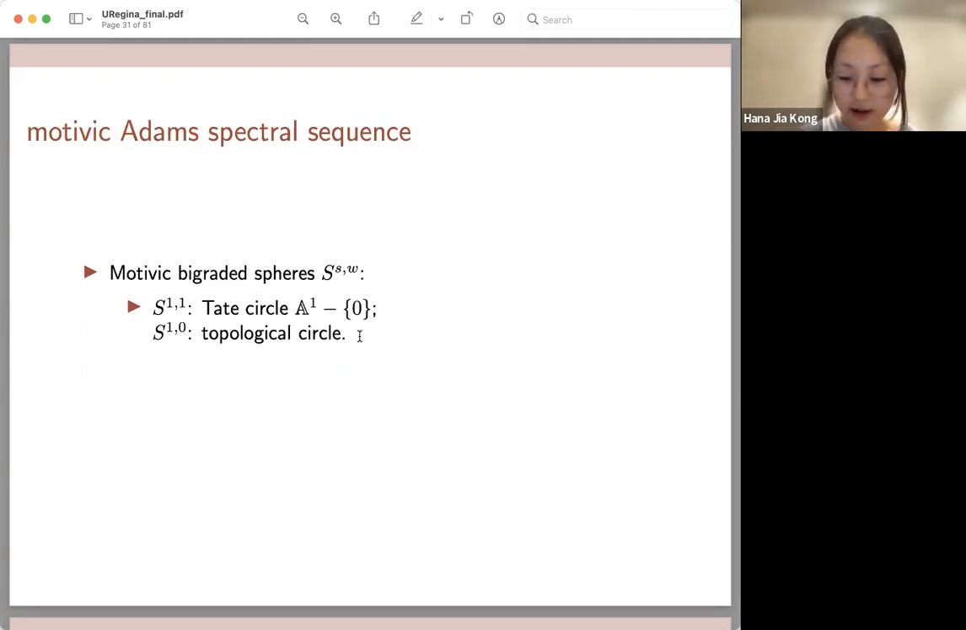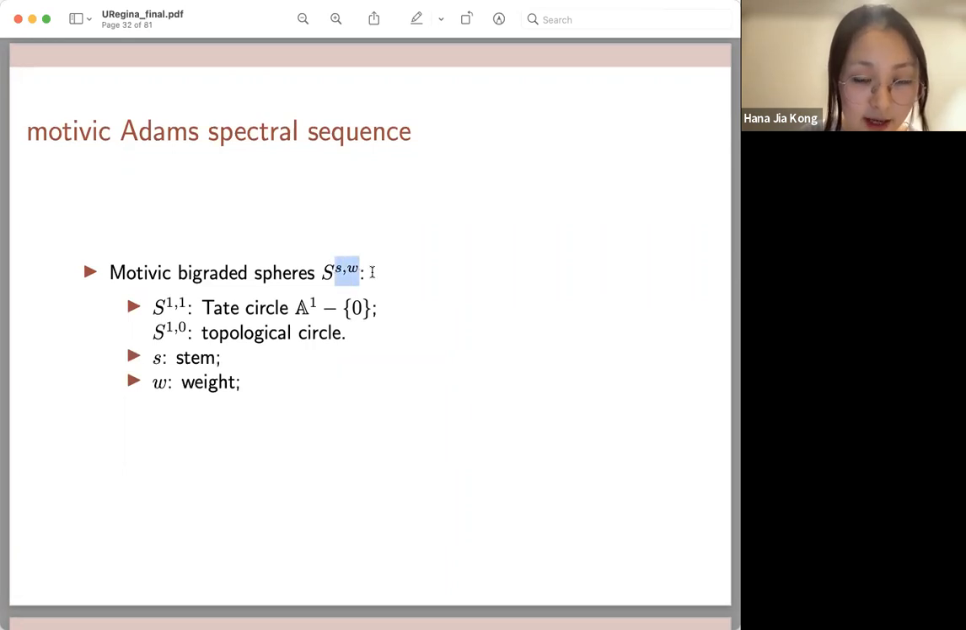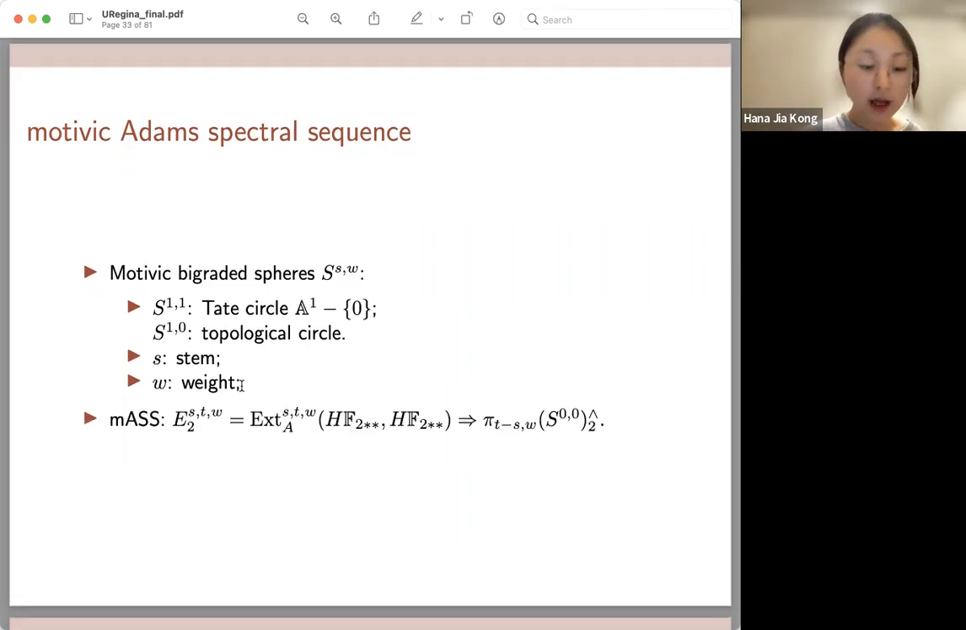So maybe let me first explain the grading here. S is what we call the stem, and W is what we call the motivic weight. The motivic Adams spectral sequence looks almost the same as the classical Adams spectral sequence. You just need to replace everything with their motivic analog. So for example, here this HF2 is the motivic Eilenberg-MacLane spectrum, and this A here is the motivic dual Steenrod algebra.